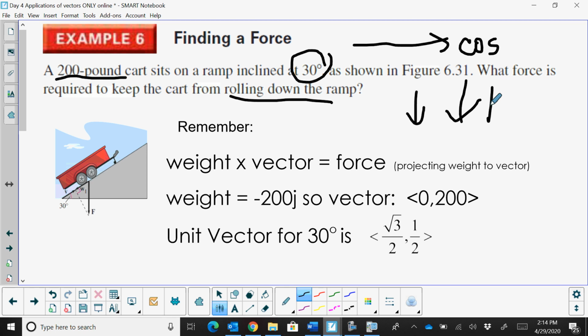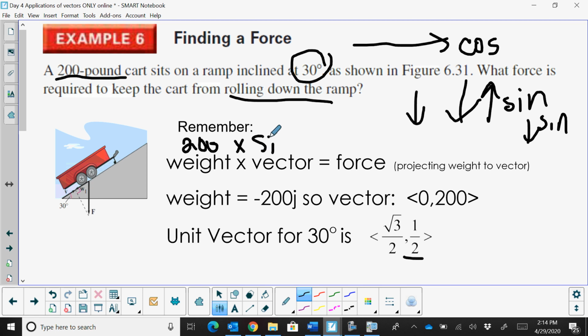If it's a force to be lifted up, like the very first problem, that's going to be sine. Or if it's a weight pressing down on the ground, that's also going to be sine. So in this case, we have a 200-pound cart, so that is our weight. The vector this time, we're going to use the sine, because it's a vertical direction.